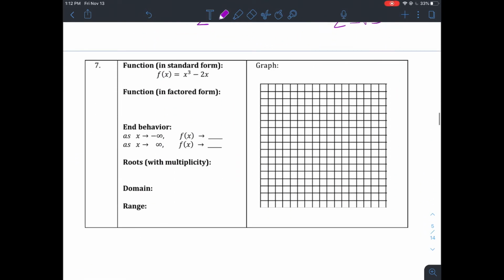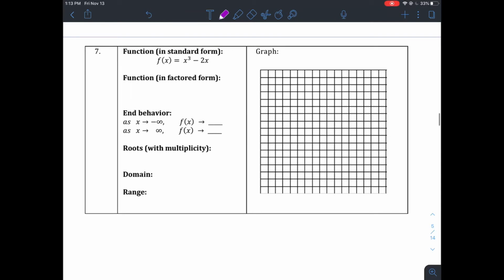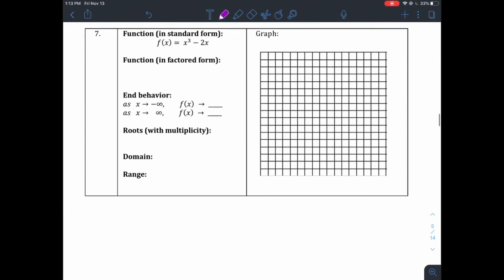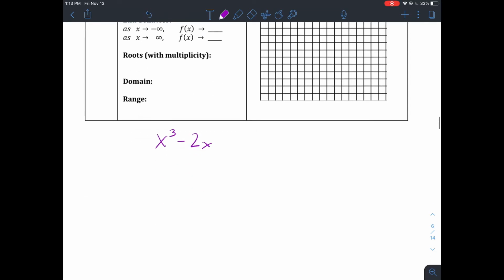So now we've got number 7. For number 7 here, they gave us a standard form. All right. So we're going to go ahead and get it into factored form. Now I'm going to show you something new here. When you're trying to get this into factored form, let's try and take out the greatest common factor. If you take the greatest common factor out of x cubed minus 2x, you can take an x out. So you're going to do x squared minus 2.